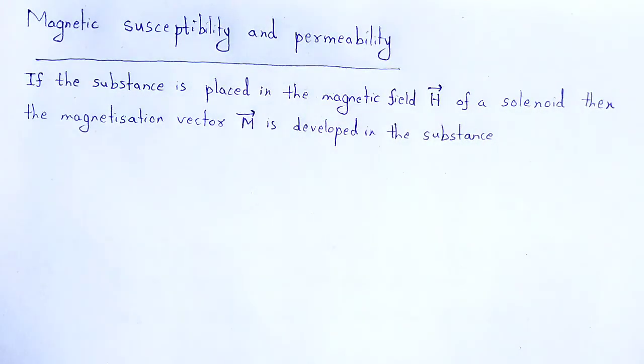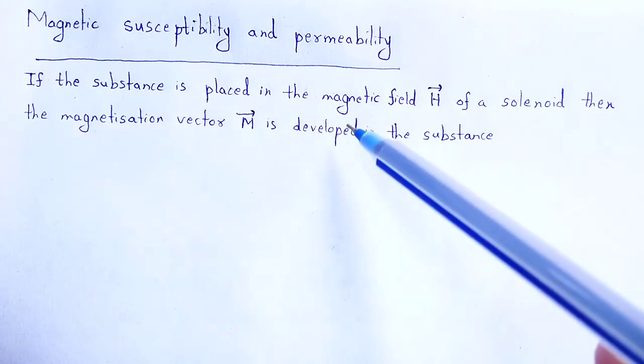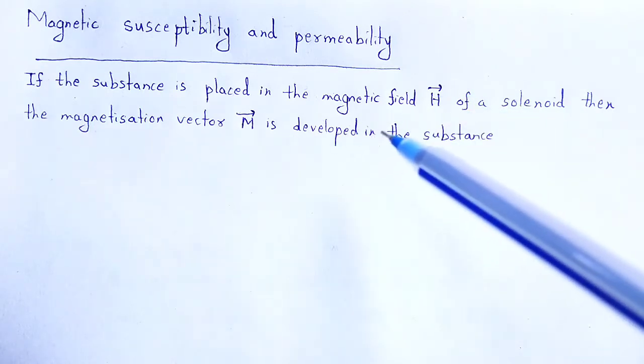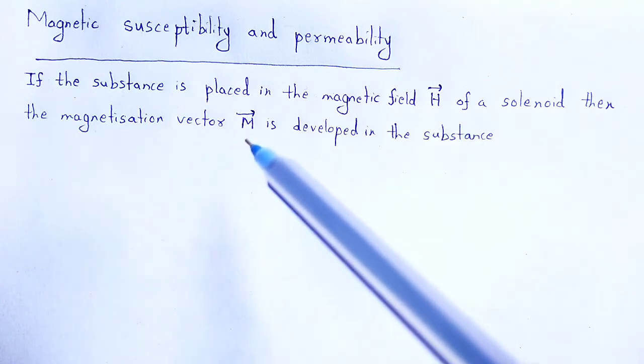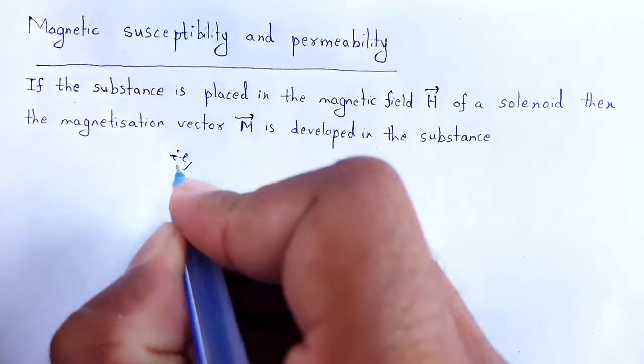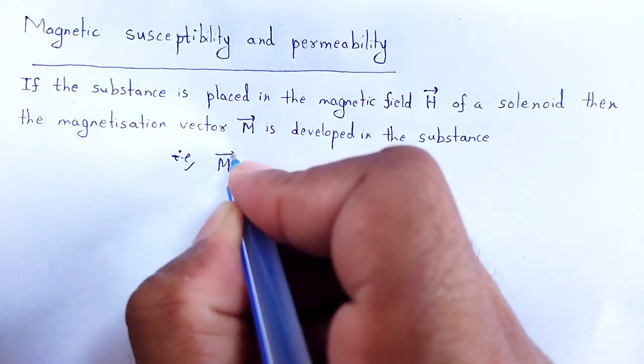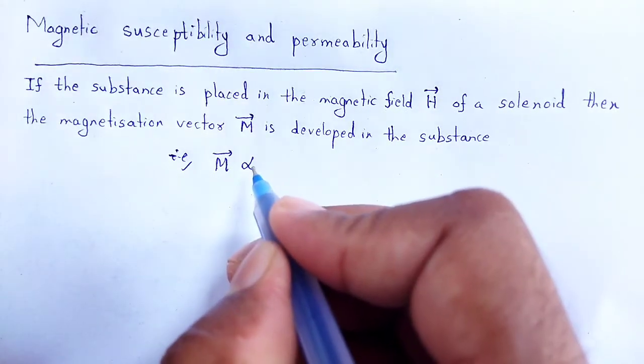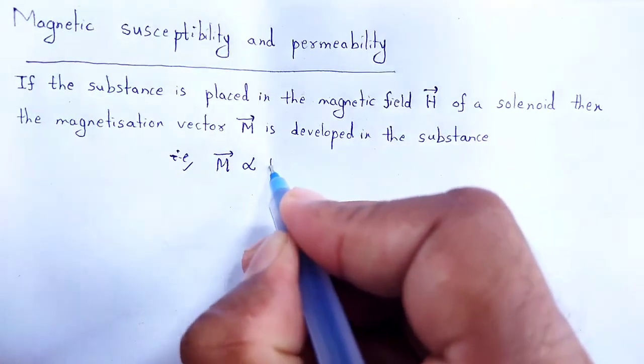Under ordinary conditions the magnetic dipole moments of electrons of a magnetic material are oriented randomly, so that the net magnetic dipole moment per unit volume here is 0. But if the substance is placed in a magnetic field, that is H vector of a solenoid, then the magnetization vector M is developed in that particular substance. So, experimentally it is found that magnetization vector or intensity of magnetization is directly proportional to the magnetic field H vector.